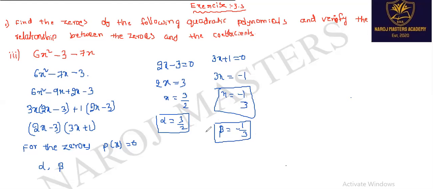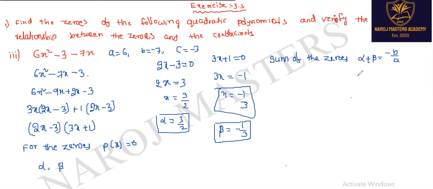To verify whether these two zeros of the polynomial are correct or not, substitute in the sum of the zeros and product of the zeros formula. First substitute in the sum of the zeros formula. Sum of the zeros, that is alpha plus beta. To verify with coefficients, sum of the zeros is equal to minus b by a. Now what is the b value here? First write the coefficients here. A is equal to 6. B is the coefficient of x, that is b is equal to minus 7. And c is equal to minus 3.